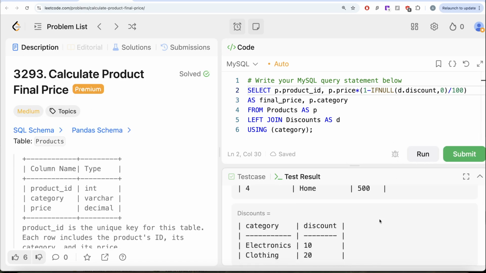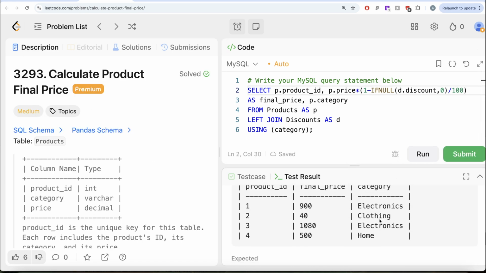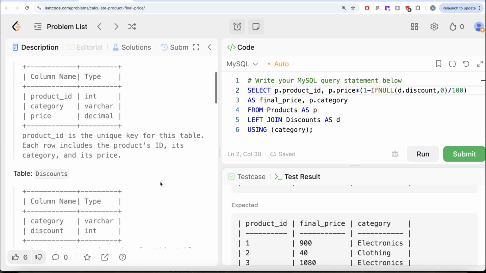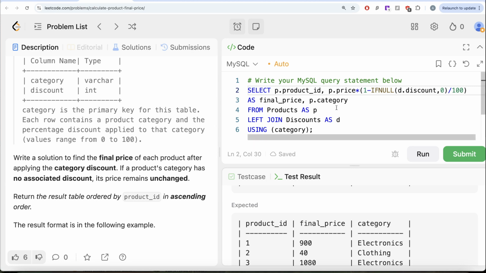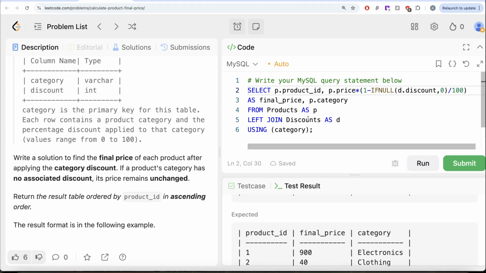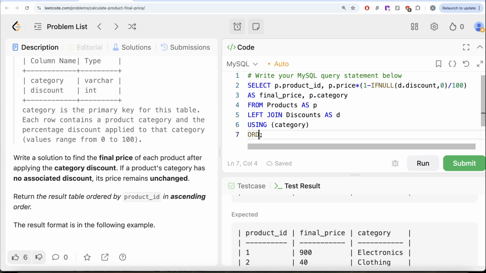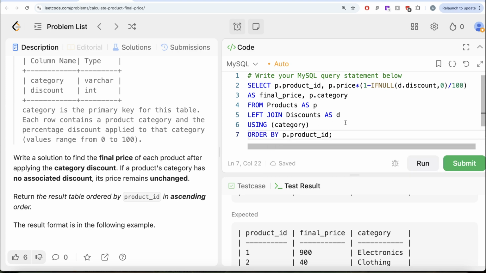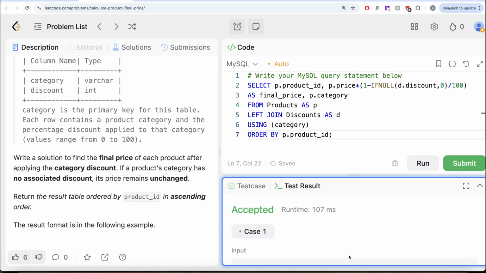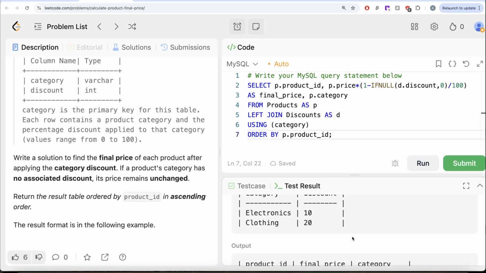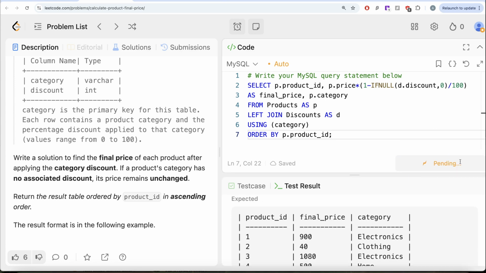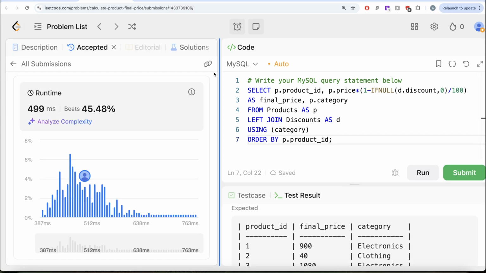So even though this says accepted, there is one thing that we are still missing. Our output is exactly the expected output, but we also need to order this by product ID in ascending order. So let us do this, order by p dot product ID in ascending order. Okay, now let me go ahead and run this and see what we get in our output. So yeah, this is accepted. Our output is the same as the expected output. Let me go ahead and submit it, and it passes all the test cases. So yeah, this is accepted.